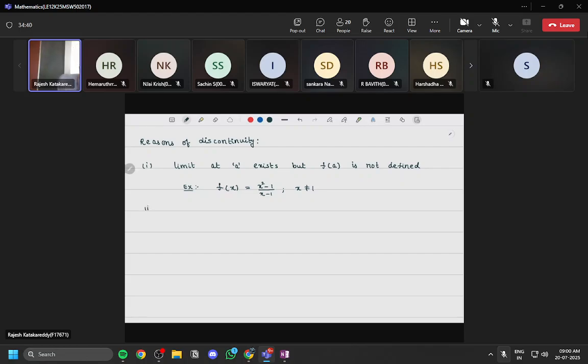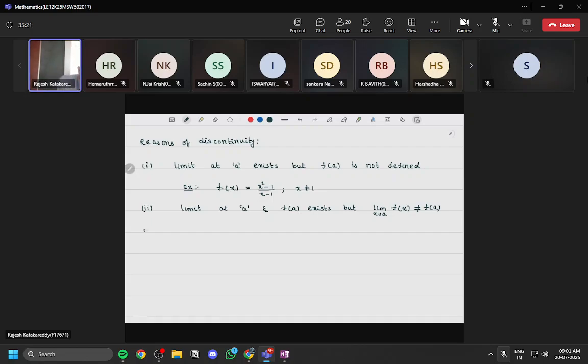Second reason, limit at a and f of a exist, but limit as x approaches a of f of x is not equal to f of a. So this one also we can redefine and make continuous, right? Like the first one we call missing point discontinuity, in types we will see. The second one we'll call isolated point discontinuity.